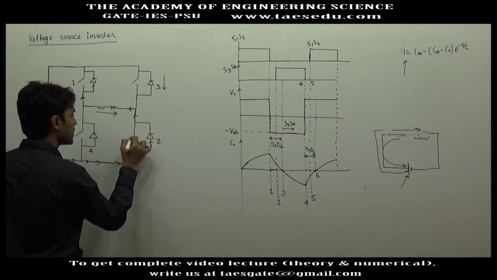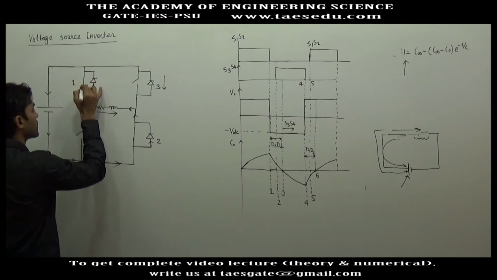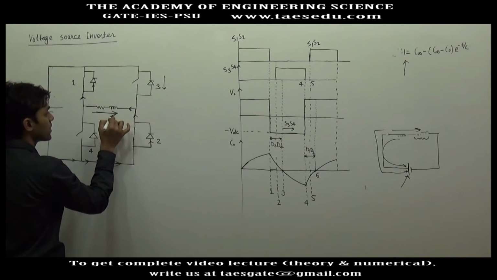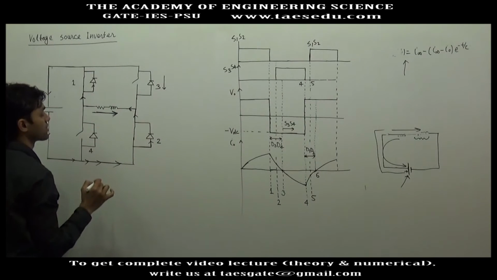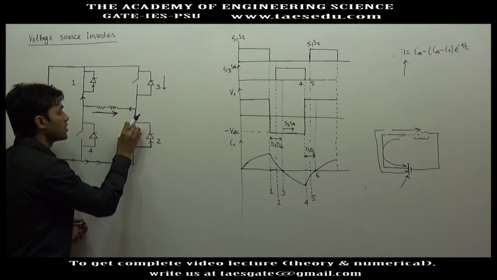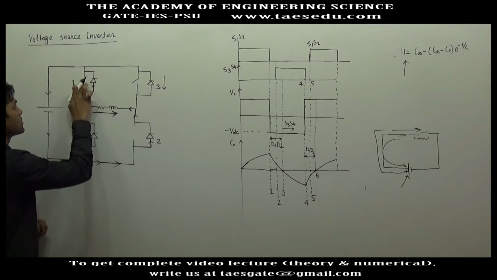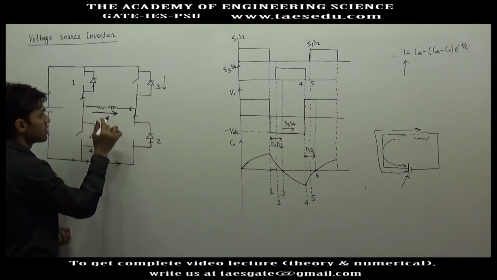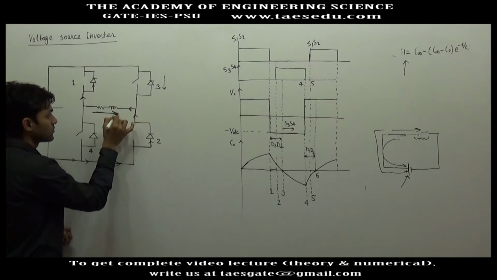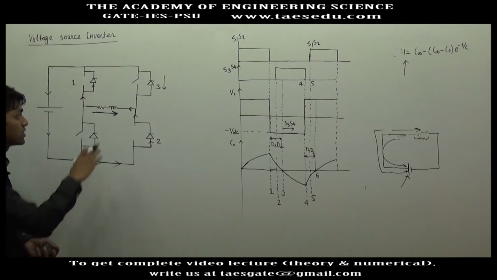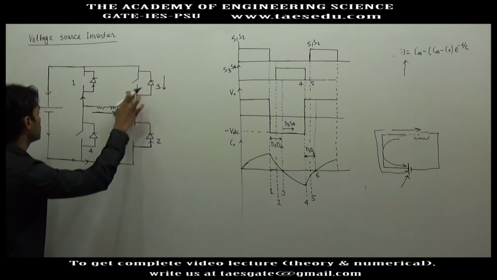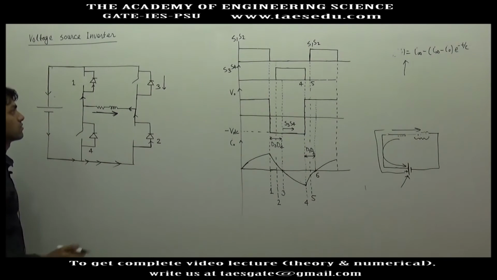Switches S1 and S4 were conducting, and the inductor has a significant amount of current in the positive direction, and you disconnected switches S1 and S4, so current has to remain positive. So you need to give a path to this positive current. So this positive current will flow through D3 and D4.